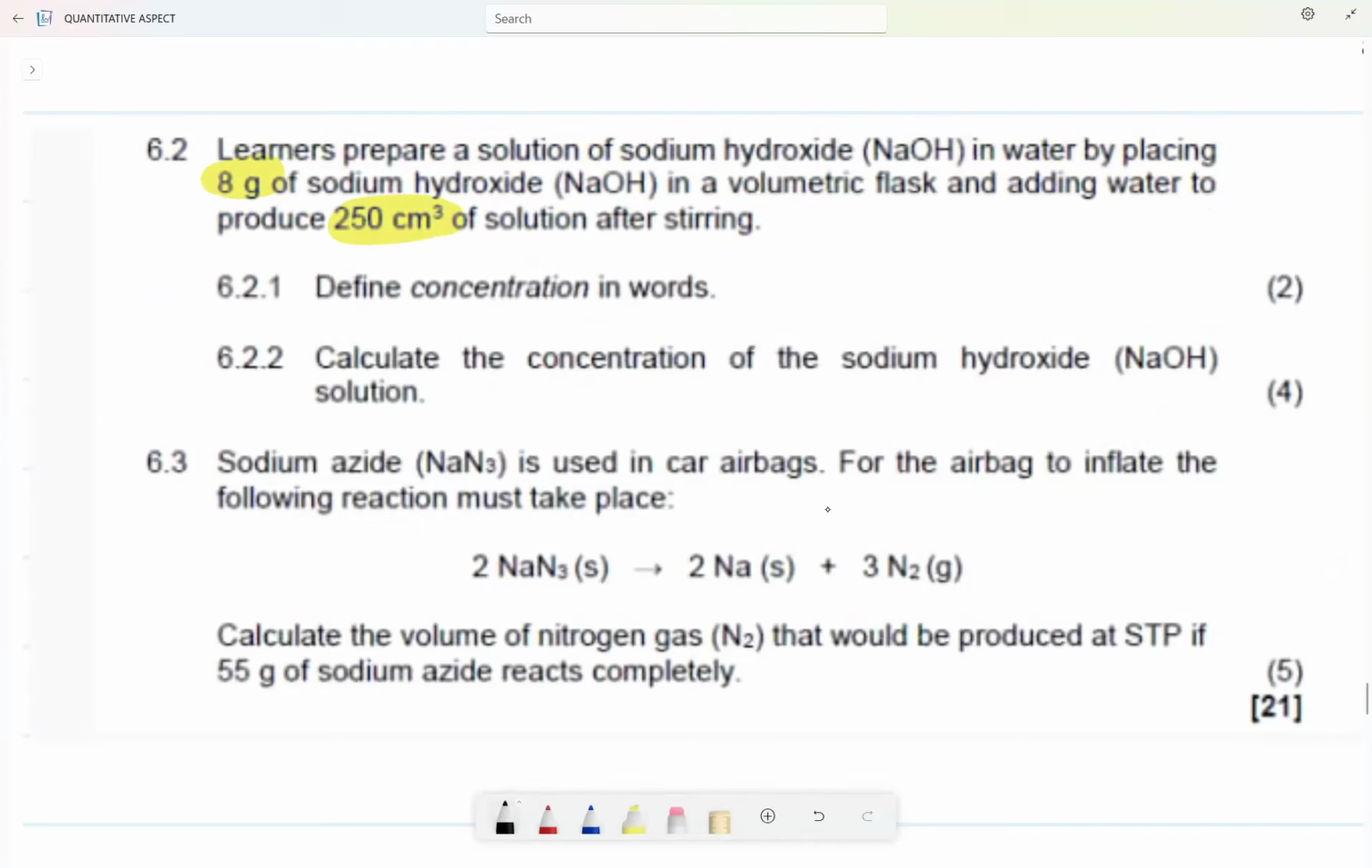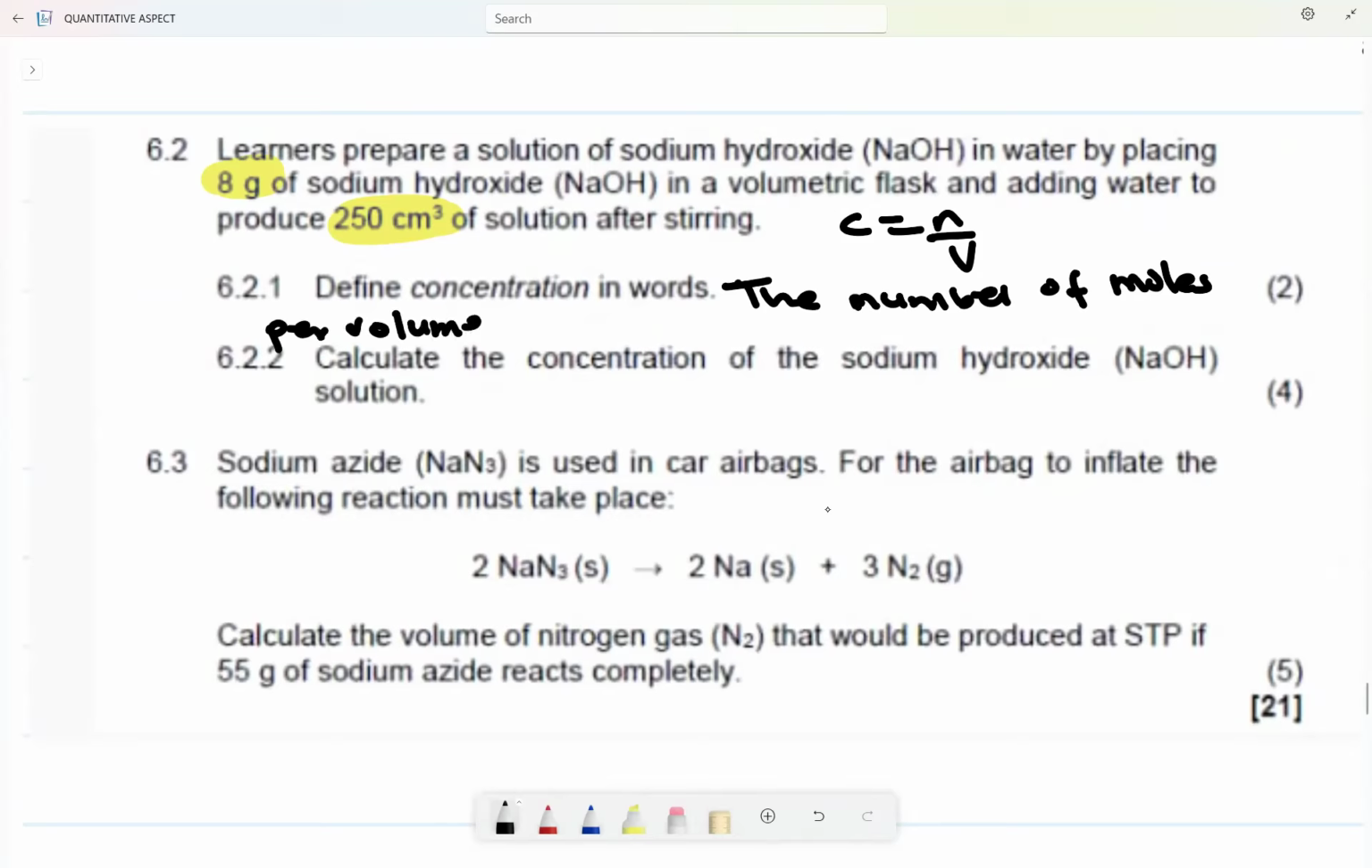Okay, remember, what is concentration? Concentration is the amount, so the number of moles. How do I know concentration? I'm going to say C is equal to N divided by V. So it's going to be what? The number of moles per what? Per volume, or someone might say liter of a solution. The number of moles per volume of a solution.